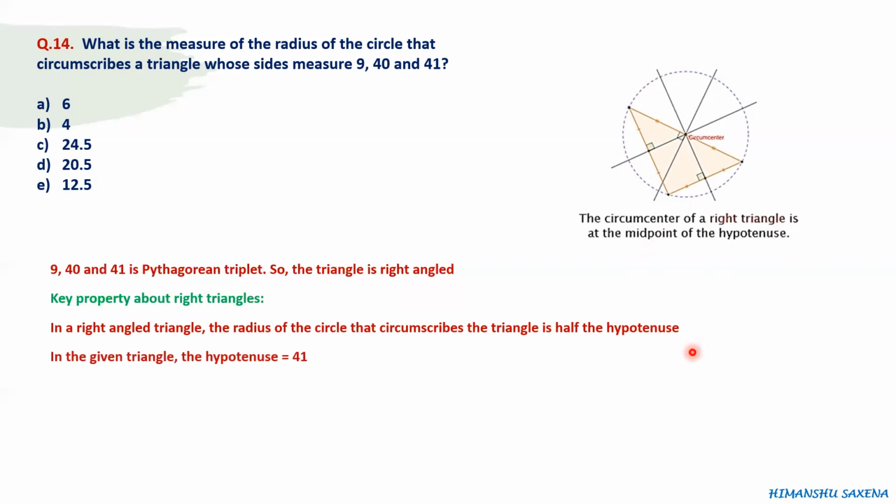Now, the hypotenuse here is 41. So half of the hypotenuse is the radius, which is 41 by 2, 20.5. So our answer is D, 20.5. If you know the concept, it's less than 30 seconds. If you don't know the concept, it will take more time. That's why you have to strengthen your concepts first. That is why there is a dedicated video only for concepts, so please go through it. If you haven't gone through it yet, it will help you solve many of the questions very quickly.